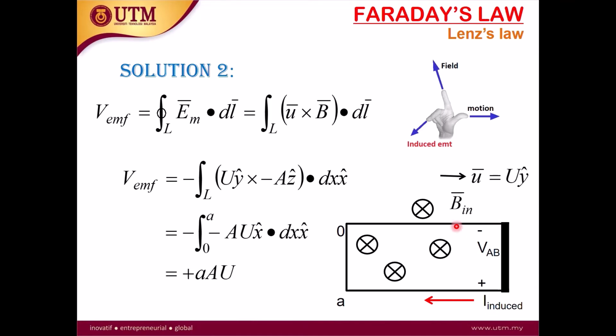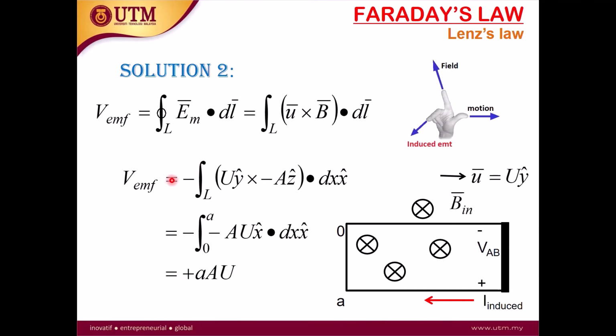Alright, so Y cross negative Z, we got negative X. So we got negative AUX dx, so the limit from 0 to A. And here, why we put negative? Because the original formula has no negative. And then why we put negative here?